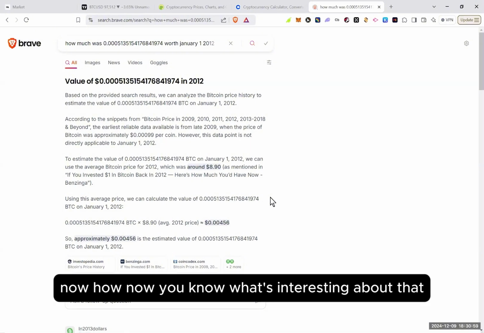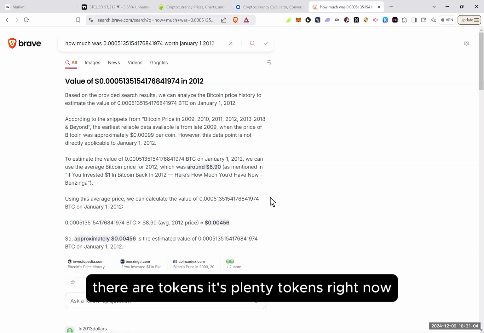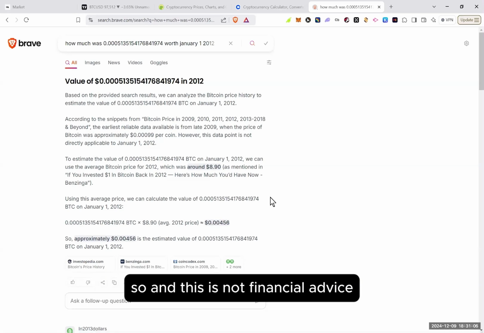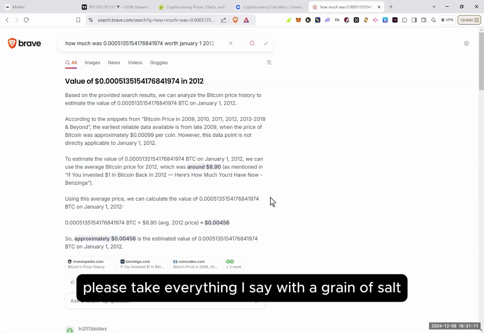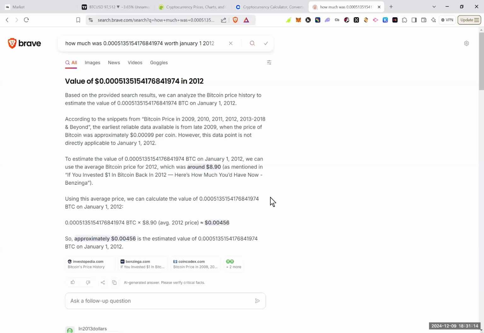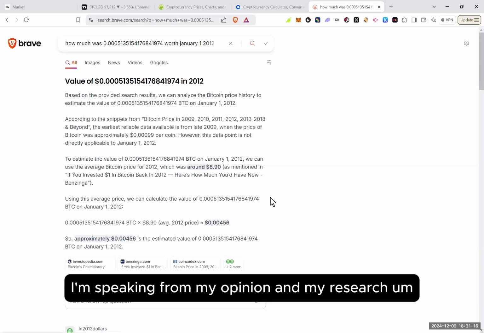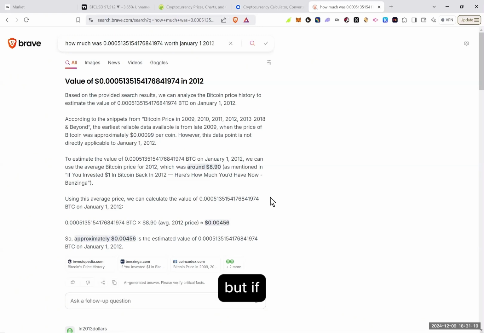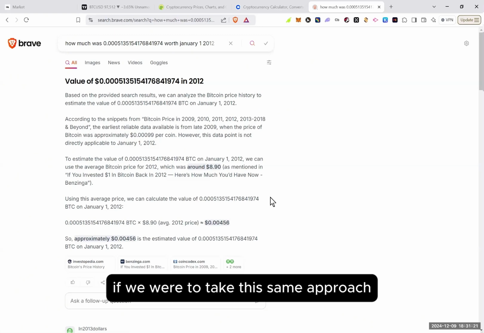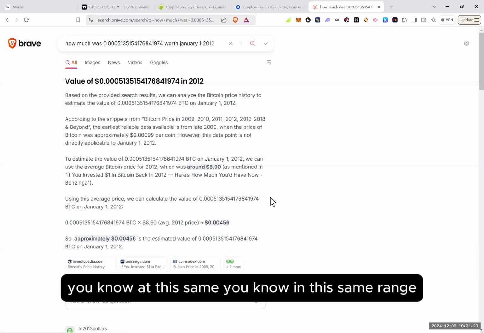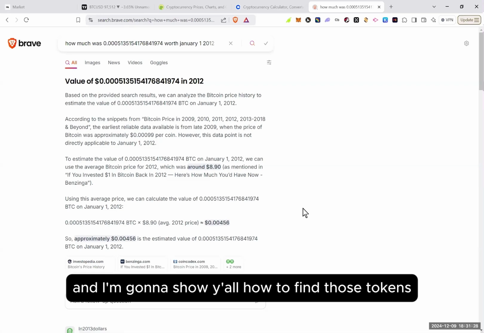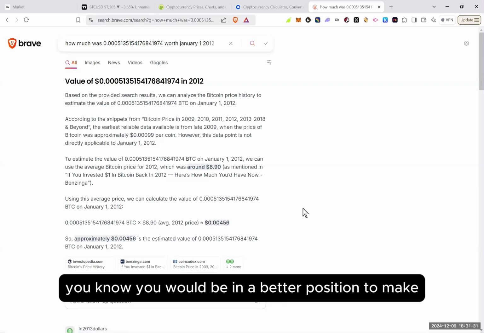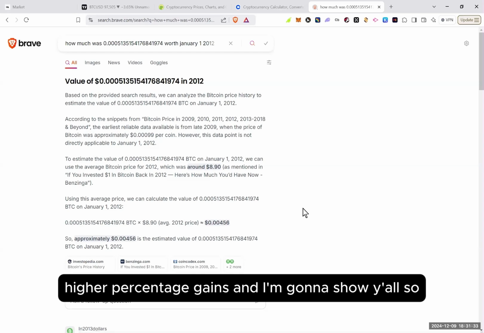Now, you know what's interesting about that? There are plenty of tokens right now that are less than a penny. This is not financial advice in any type of way, I'm not a financial advisor. Please take everything I say with a grain of salt, speaking from my opinion and my research. But if we were to take this same approach with tokens in this same range, and I'm gonna show y'all how to find those tokens, you would be in a better position to make higher percentage gains.